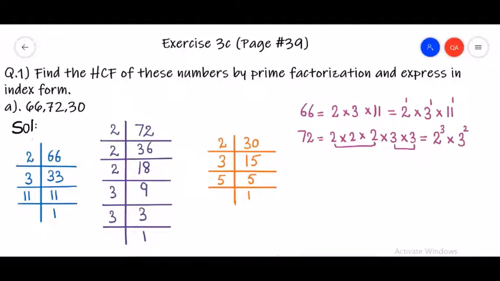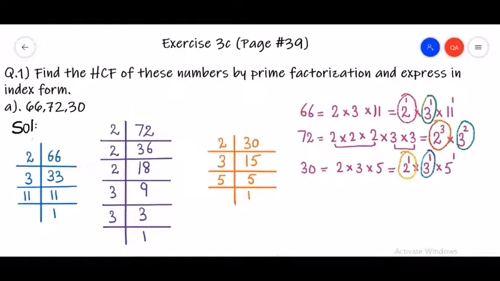And then we will write prime factors of 30, which is equal to 2 multiplied by 3 multiplied by 5. And in index notation, it can be written as 2 raised to the power 1 multiplied by 3 raised to the power 1 multiplied by 5 raised to the power 1.